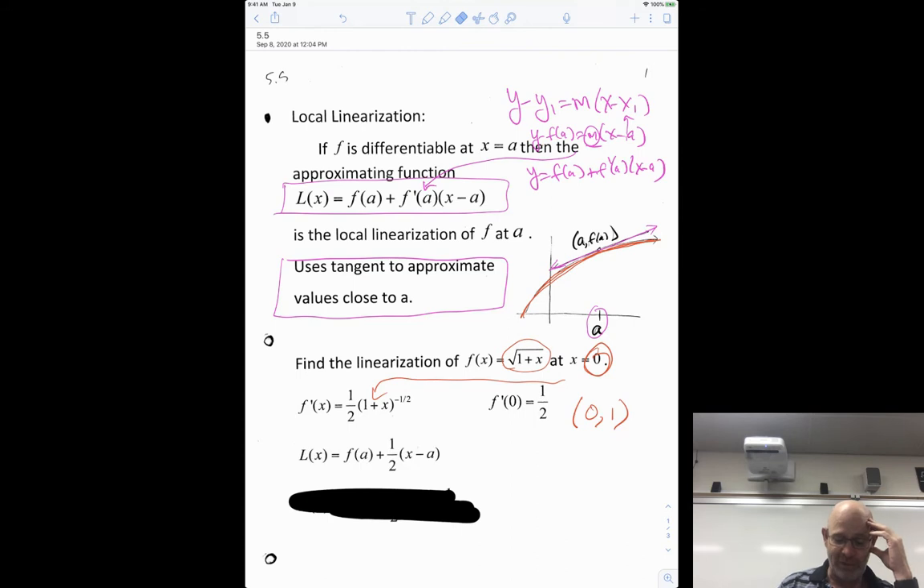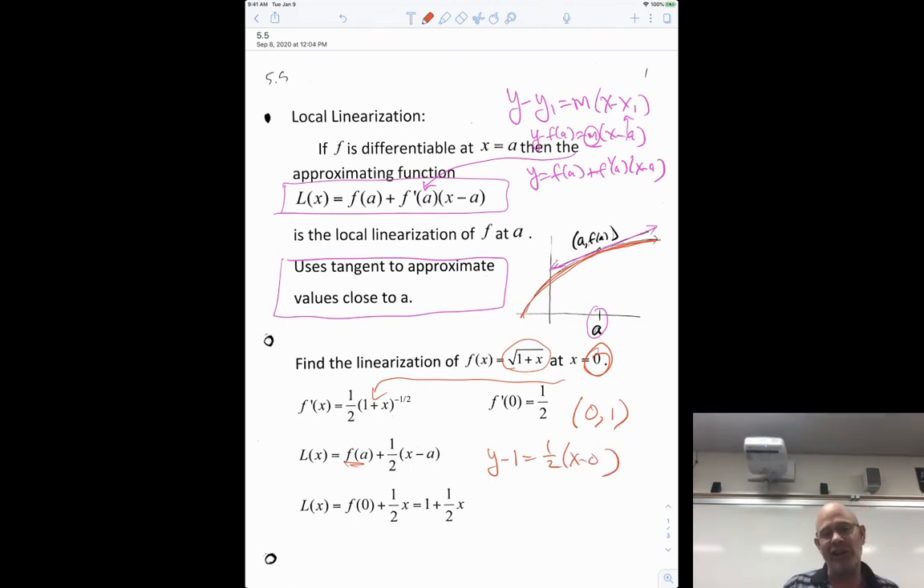So now I write it as a local linearization. It's f of a plus 1/2, which is that slope, times x minus a. I'm just going to rewrite it like I would if it was a tangent line, because it can get messy. It's just y minus 1 equals 1/2 times x minus 0. This is going to look a little funnier because of their order. Then they just bring this to the other side: 1 plus 1/2 times x minus 0. And then if you want to simplify, it's 1 plus 1/2 x.